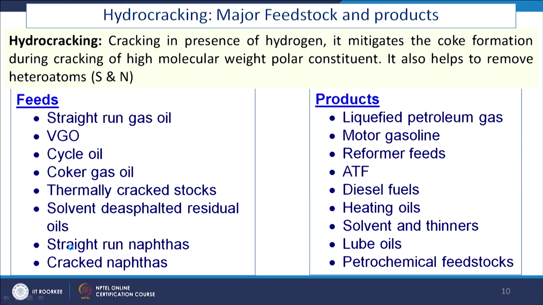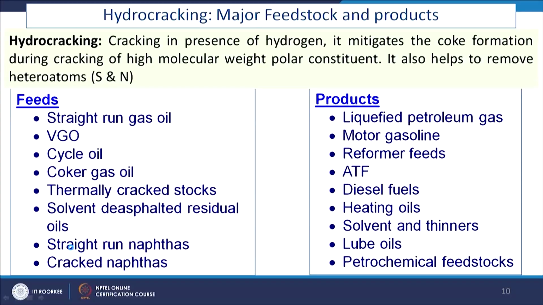Now, we will see another type of cracking in which hydrogen is added. So, if we add hydrogen, then we will be getting more liquid and at the same time we will be able to remove some sulfur, nitrogen, etc. So, that is the advantage of these hydrocracking reactions, and we see different types of feeds are also used for this process and different products can also be achieved.